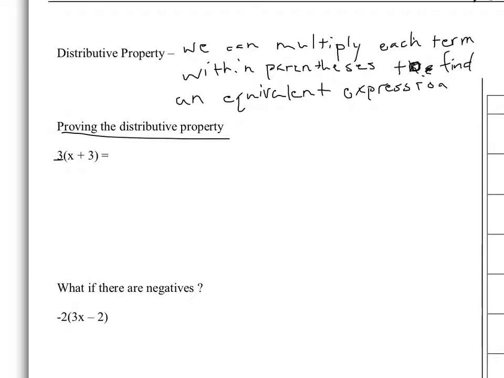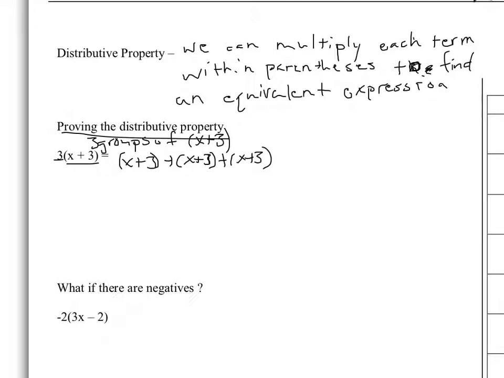All right, so this is 3 times x plus 3. So that's telling us this is 3 groups of x plus 3. So this is going to be x plus 3 plus x plus 3 plus x plus 3. So here we've used this idea that this is three groups of x plus 3, and we've just added them out.